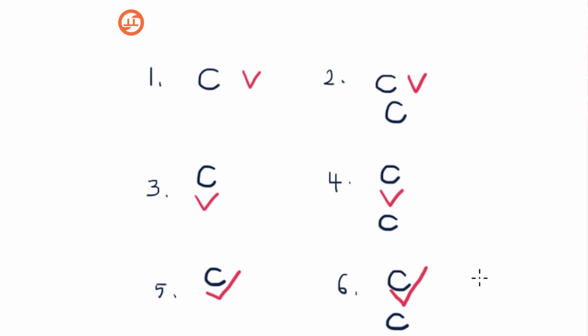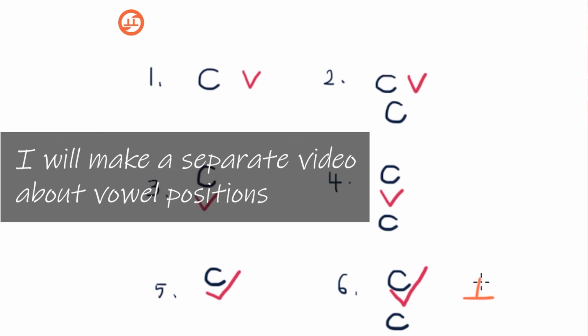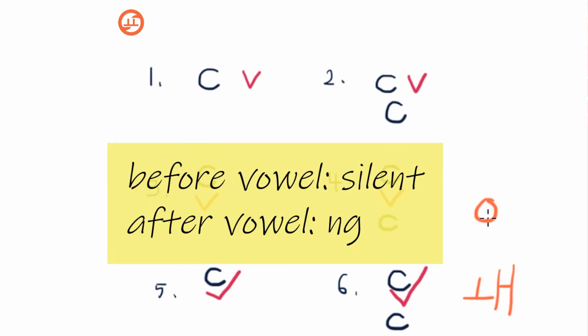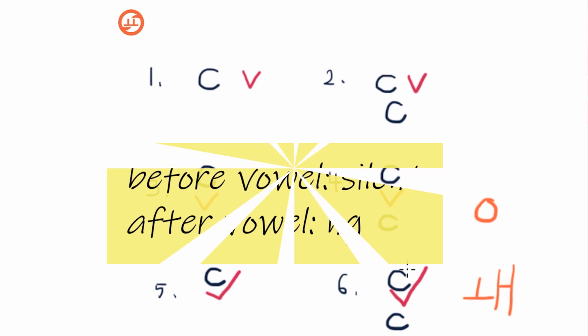Here is one of the examples that has bottom and side as a combination. And this consonant, when it's used before a vowel, is silent. When it's used after a vowel, it becomes an NG sound.